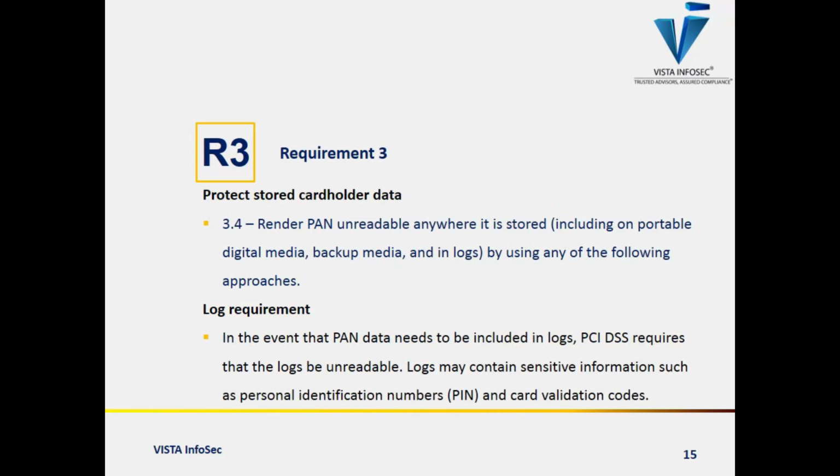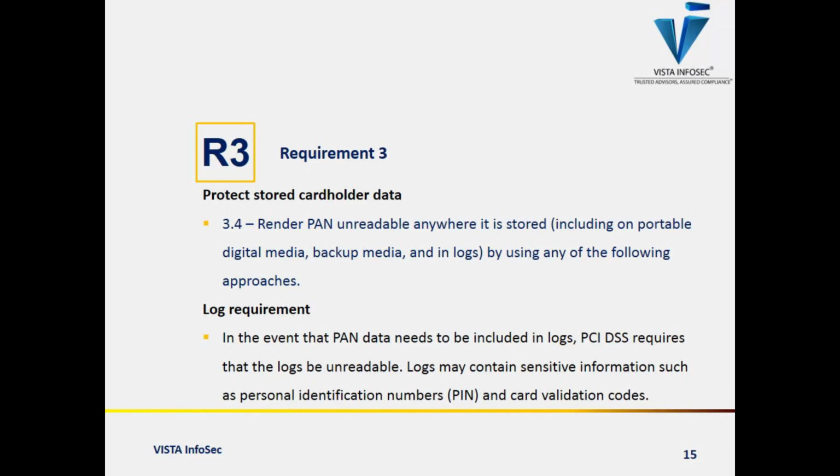Requirement number 3, protect and store card holder data. Protect stored card holder data. Render PAN unreadable anywhere it is stored, which includes the logs. Now, we have seen this happen especially in merchants who are using old systems. So by default, 6-4 is allowed. That is the first 6 numbers of the card number and the last 4 digits of the card number. If it is getting transmitted, it's not a violation. It doesn't come under PCI, so to say.